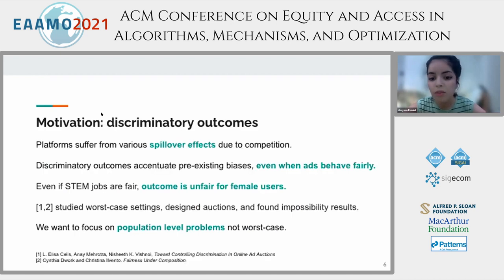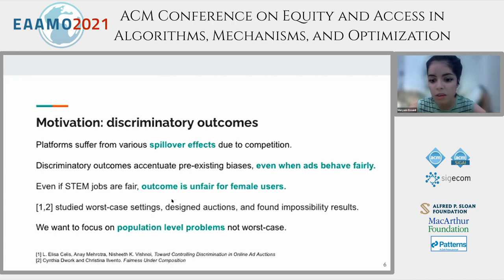So platforms, as we just saw, suffer from various spillover effects due to competition. Discriminatory outcomes accentuate pre-existing biases even when the ads behave fairly individually. And in the example we saw, even if the STEM jobs are fair, the outcome is unfair for female users. Prior work studied worst case settings, designed auctions for those settings, and found impossibility results. But what we are going to do is focus on population level information and problems instead of worst case.